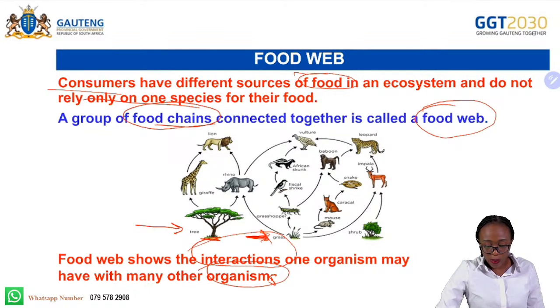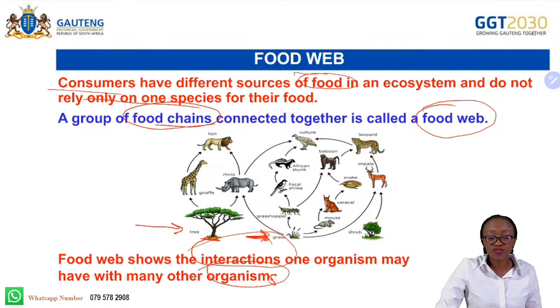Let's look for more food chains. So the grass gets eaten by the grasshopper, and the grasshopper gets eaten by the baboon. Then the baboon gets eaten by the leopard, which dies and gets devoured by the vulture. So there's food chain number 5.